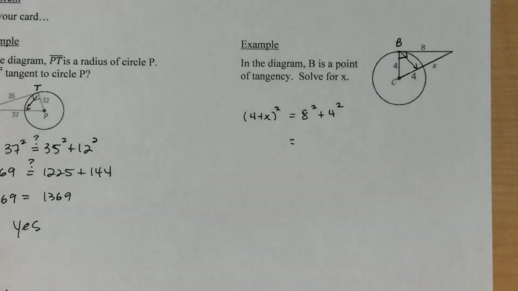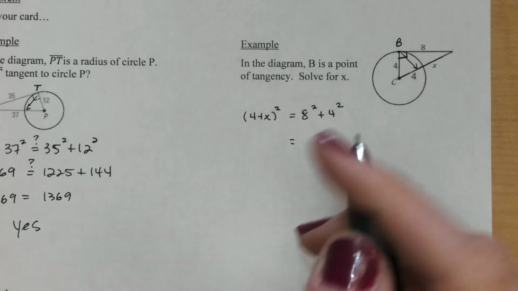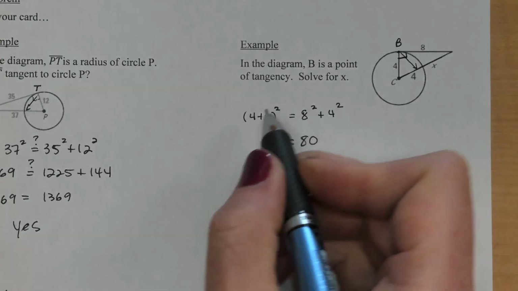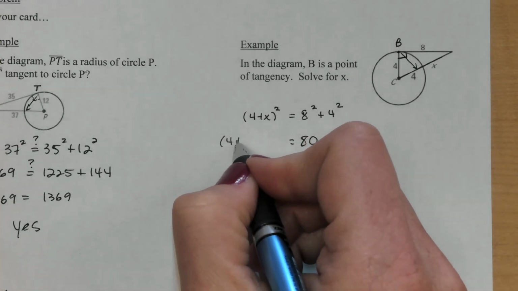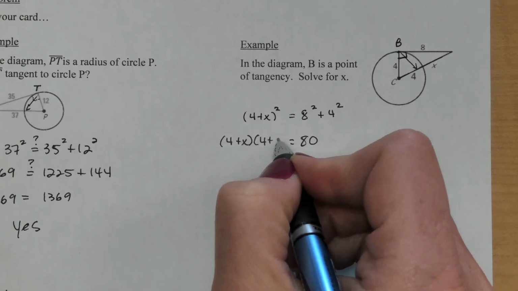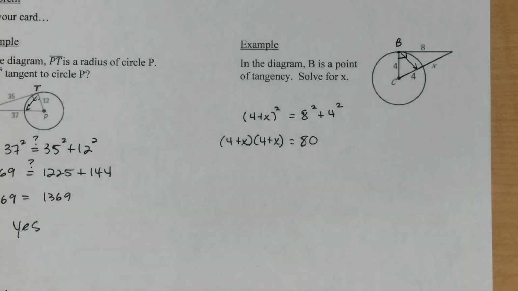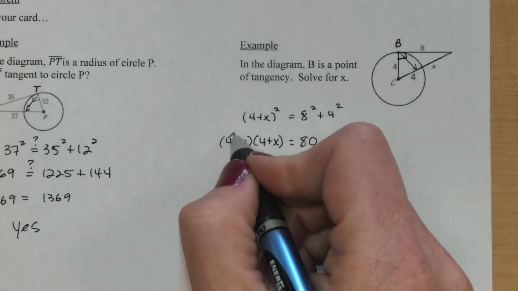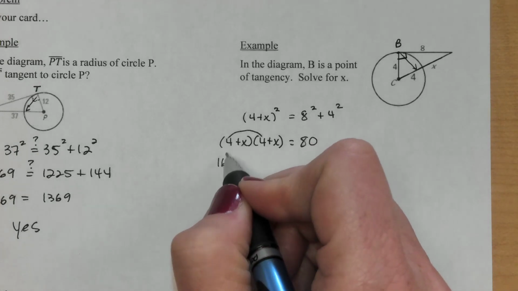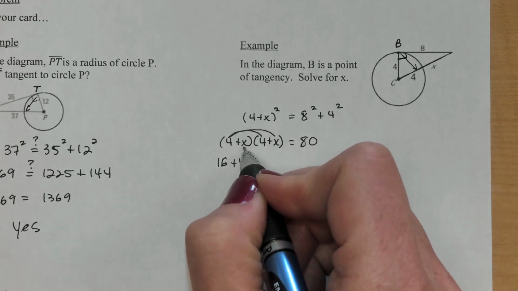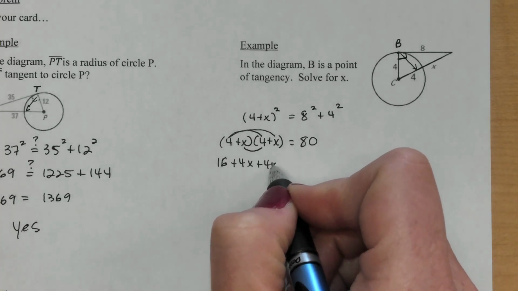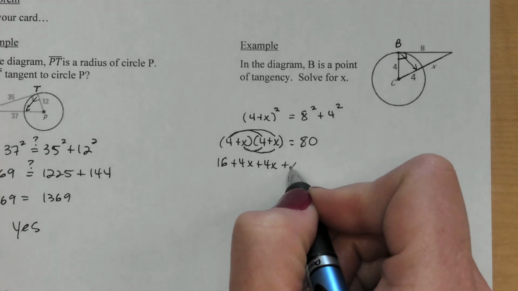Now the right-hand side I can do 8 squared plus 4 squared and get 80. On the left side, we have to remember back from Algebra 1, if you have something that's being squared, that means you have two of them. So I'm going to write that twice. And when we have two parentheses like that, we're actually going to FOIL. So I'm going to do 4 times 4, 4 times x, another x times 4, and an x squared.